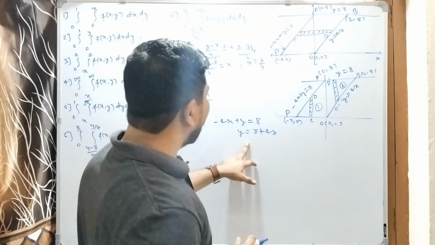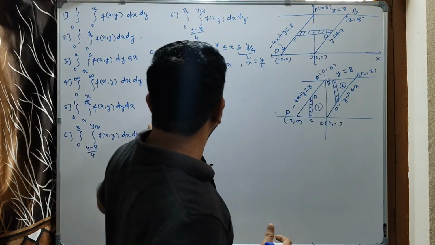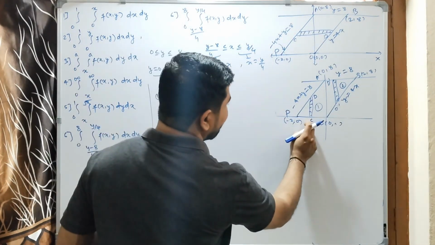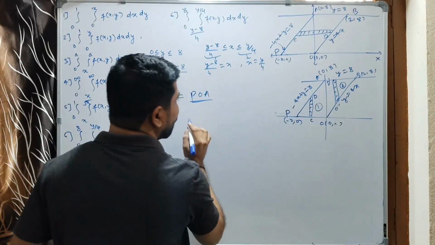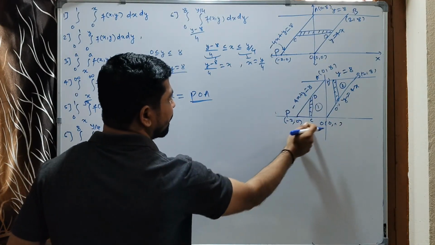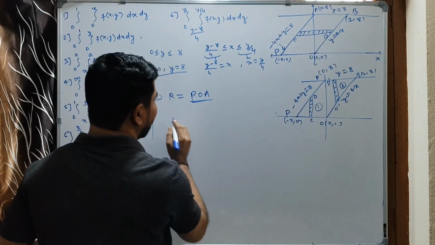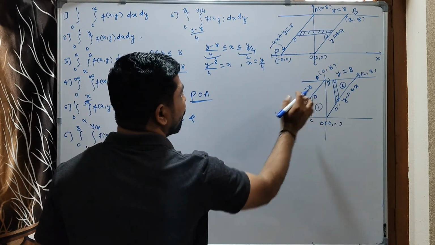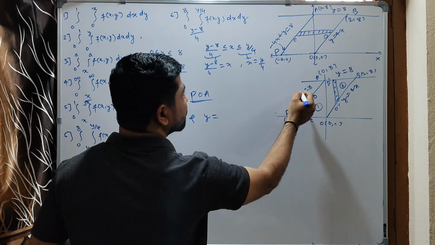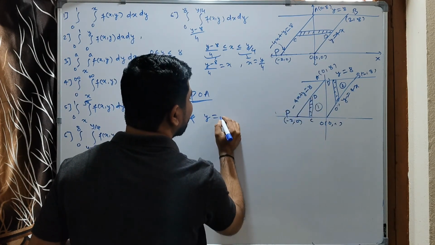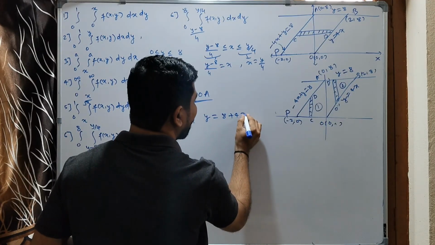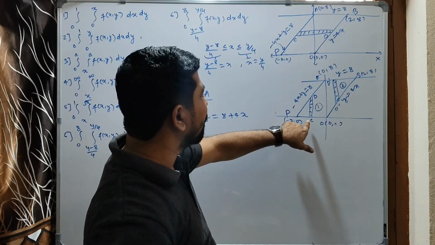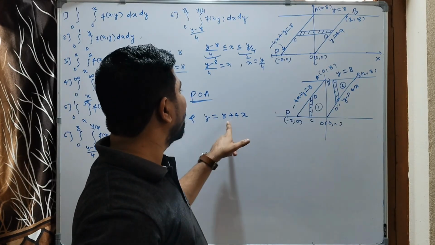Let's say this is my first region. I want to find the limits of x and limits of y. In region 1, the strip CD which is parallel to the y axis starts from the x axis and terminates on this line. On the x axis the value of y equal to 0, and on this line minus 4x plus y equal to 8. Therefore y equal to 8 plus 4x. So these are the limits of y: y equal to 0 to y equal to 8 plus 4x.